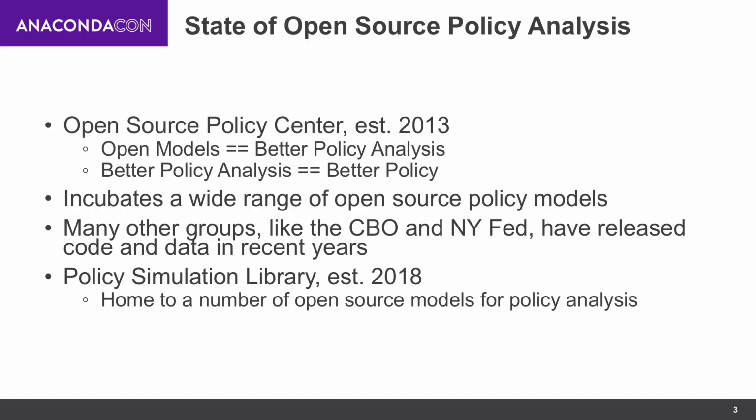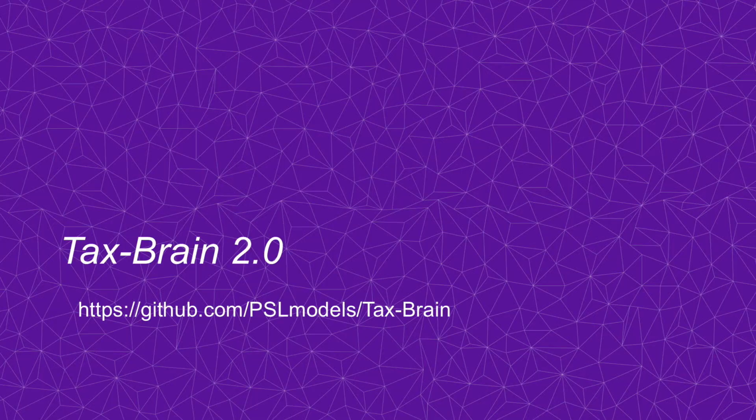And in that same time frame, a lot of other groups like the Congressional Budget Office and the Federal Reserve have been releasing their own code and data around their models for researchers and economists to take a look at as well. And the newest player to the open source game has been the Policy Simulation Library, or PSL, which was established this past year, and is now home to a number of open source models for policy analysis. Each one of those models meets a couple standards for transparency to be included in the library. So with that, let's get into the actual projects.